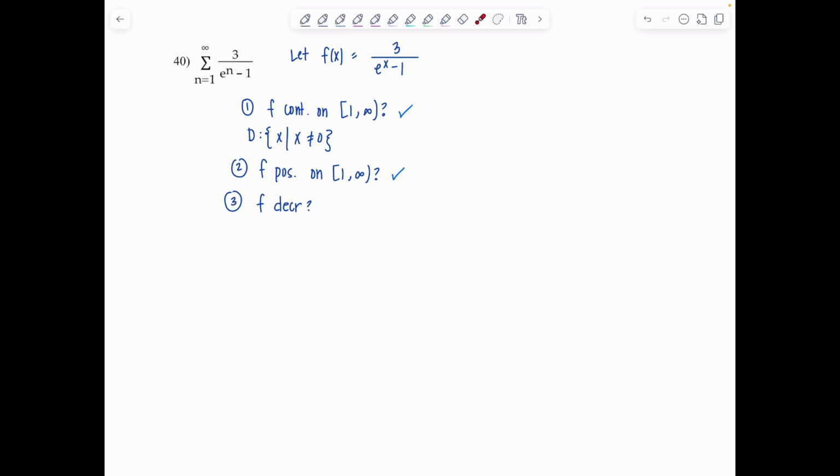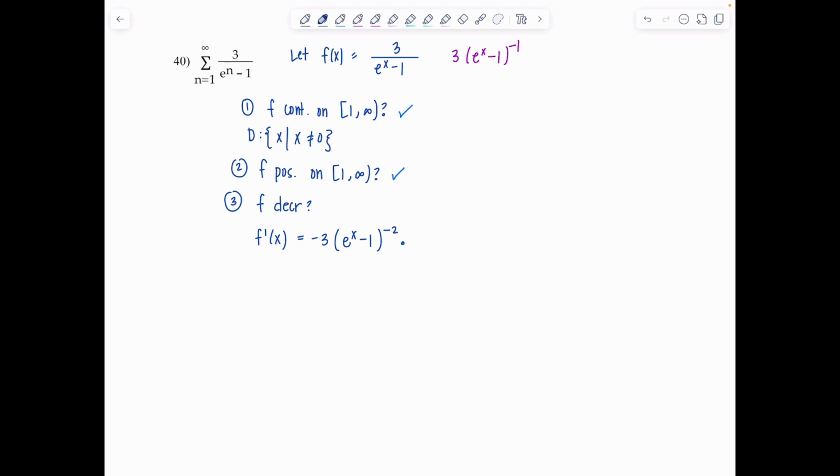Again, you can just look at it and see it will satisfy that condition, because the numerator is just a constant. As x gets larger, the denominator gets larger, so the whole thing is getting smaller. If you want to really check, you can take a derivative. This is 3 times e to the x minus 1 to the negative first. We don't need the quotient rule because there are no variables in the numerator. So f prime of x, bringing the negative 1 down front, is negative 3 times e to the x minus 1 to the negative second.